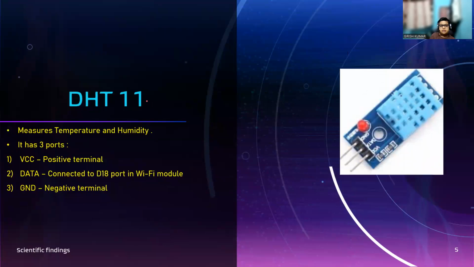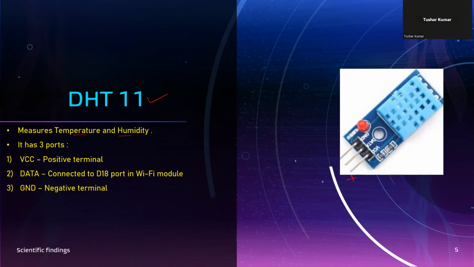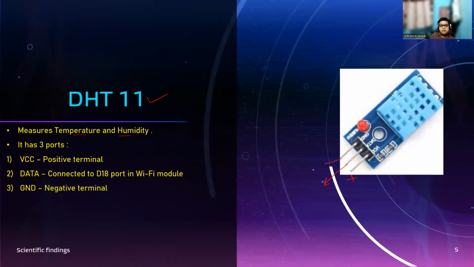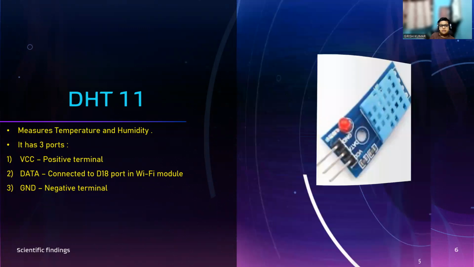First of all, we are here with the DHT11 sensor. This sensor measures temperature and humidity in air. It has three ports. First is the VCC, which is the positive terminal. The second one is the data, which is connected to the Wi-Fi module, which I will tell you about further. The third port is the ground port, which is connected to the negative terminal.